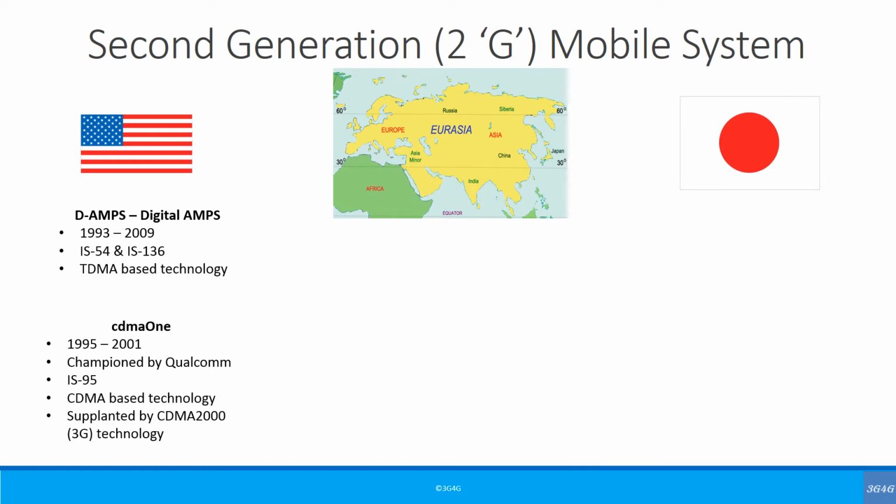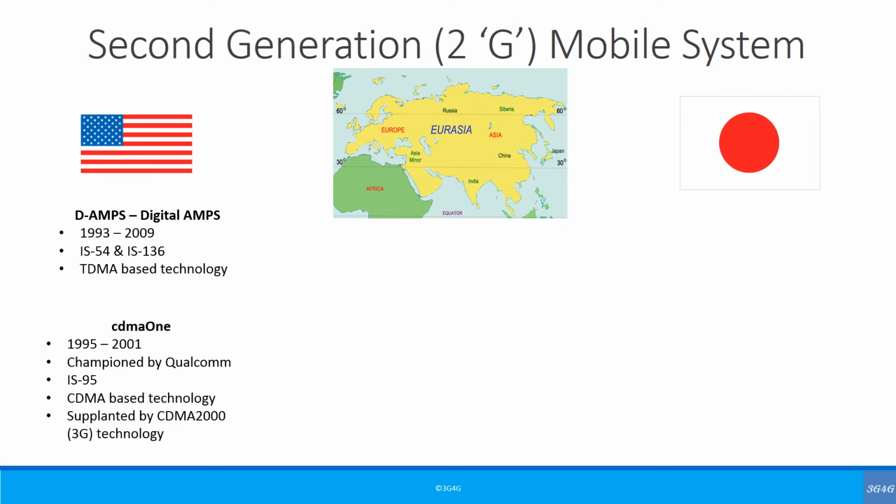It's a bit difficult to explain these concepts in this video, but you can always look it up on Wikipedia or some other websites. So CDMA1 evolved to CDMA 2000, which is a 3G based technology, which we will look at later. So these are the American systems.